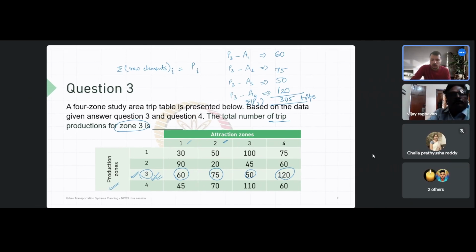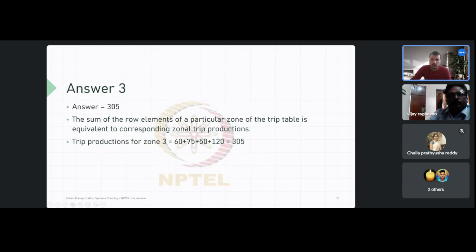Okay, fine. We'll go ahead and discuss the solution once again. So the answer is 305. The sum of row elements of a particular zone of the trip table is equivalent to the zonal trip productions. So we'll pick the zone for which we want to calculate the productions and add all the row elements. Here it was 60, 75, 50 and 120. We'll get a total of 305 trips.